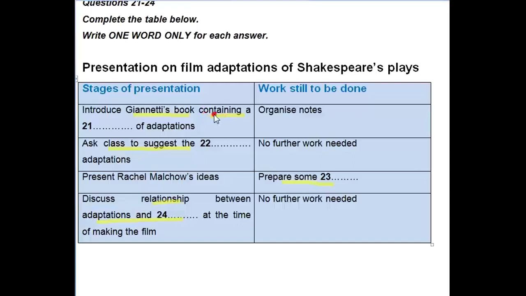Now you can see here, a straightforward classification. You cannot use that because you have to use only one word. So the one word we can use here is classification of adaptation. The audio will keep moving, but I'll immediately move to the next questions and see what the question is. The question is, ask class to suggest the dash adaptation.